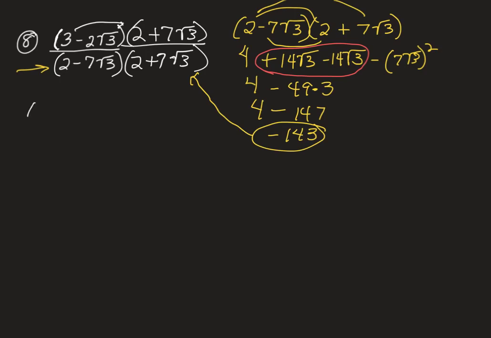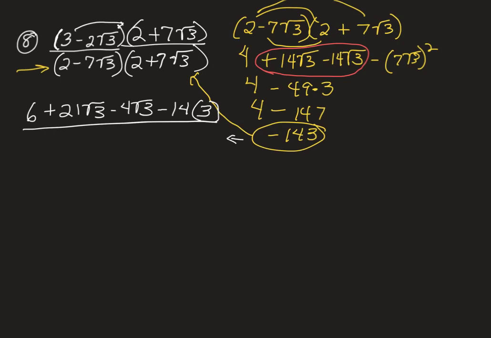Okay, 3 times 2 is 6. 3 times 7 square root of 3 is positive 21 square root of 3. Negative 2 square root of 3 times 2 is negative 4 square root of 3. And negative 2 square root of 3 times 7 square root of 3 will give us a negative 14. And the square root of 3 times the square root of 3 is 3. And that's all over, oh, we already did the work, so we can just pull it over here. Negative 143.